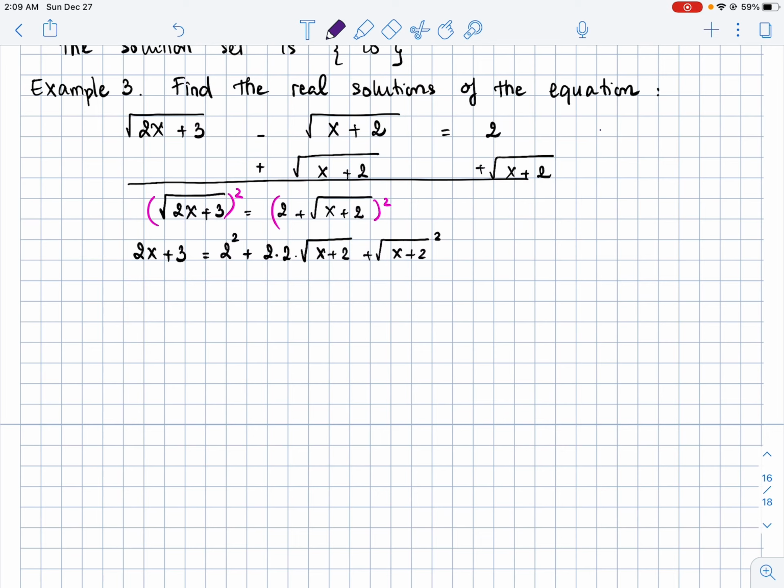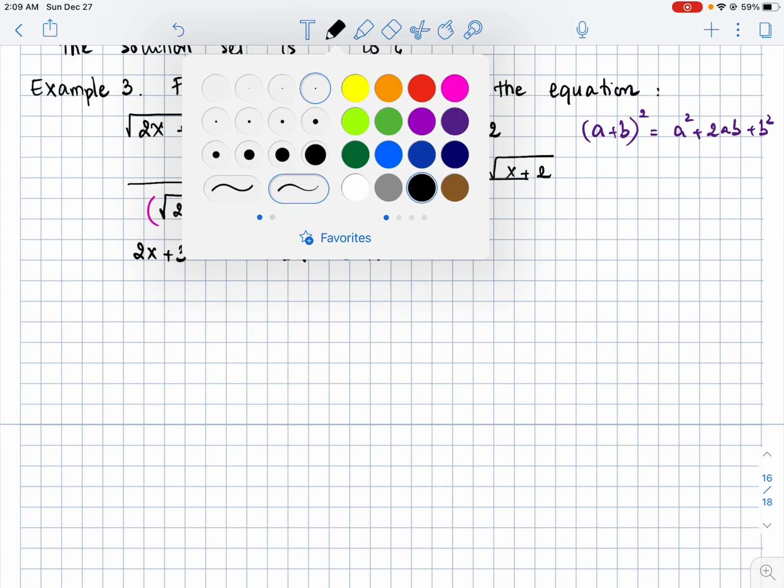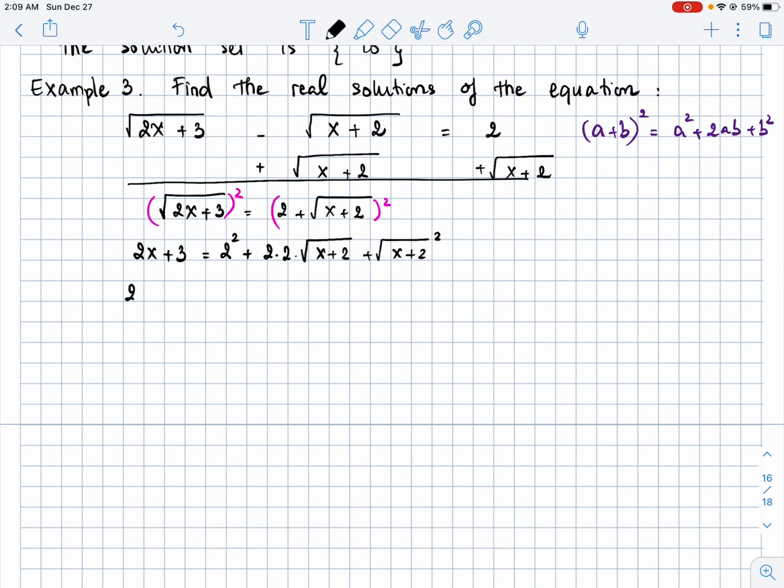So the formula is we have a plus b squared. We get a squared plus 2ab plus b squared. In this case, a represents 2 and b is square root of x plus 2. So simplify a little bit for the next step. So we will get x plus 2.